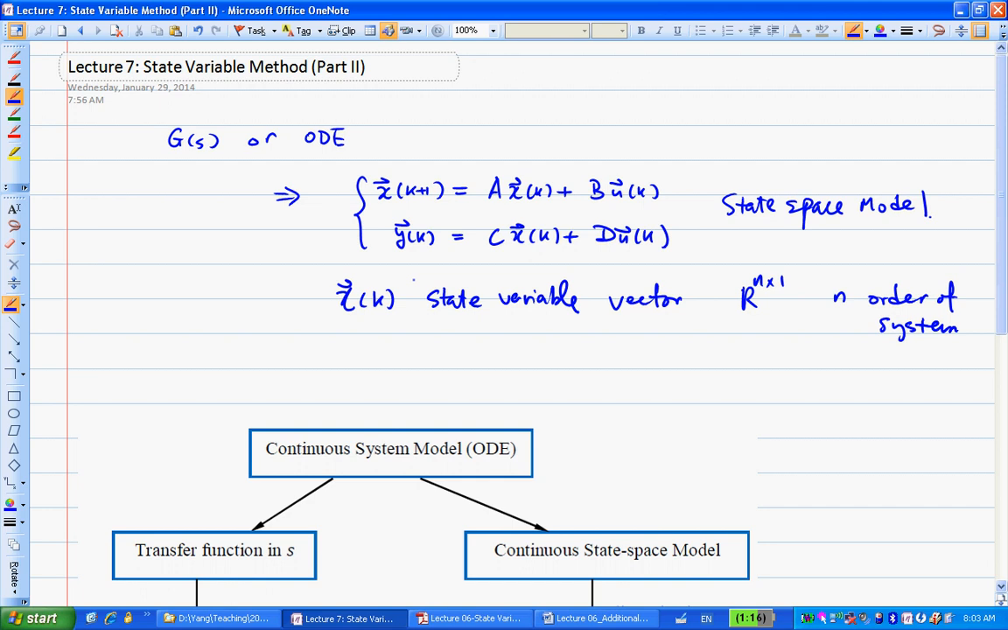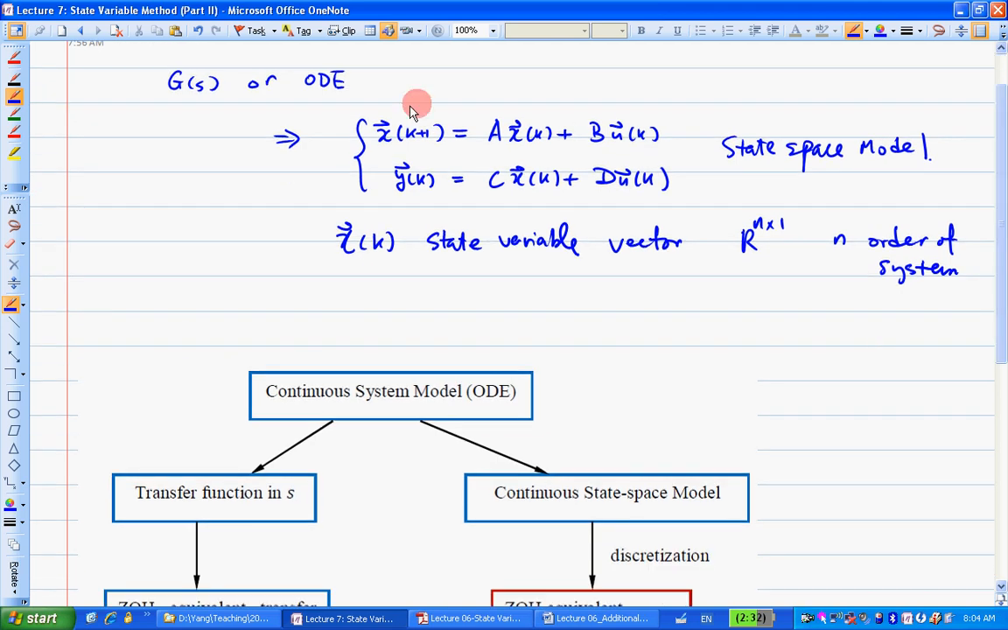One system can have an infinite number of state space models, and that all depends on how you select the state variable vector. We're going to show you some examples to see how many state space models you can get from just one system equation. So how do we obtain this state space model of the discrete plant or system?